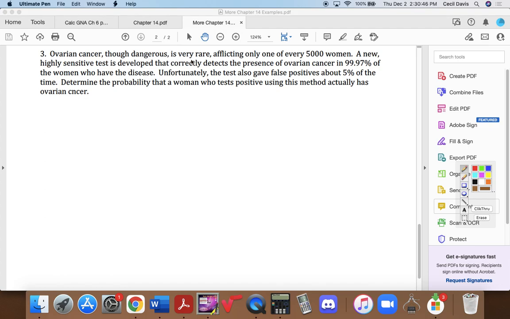Ovarian cancer, though dangerous, is very rare, afflicting only 1 in every 5,000 women. A new highly sensitive test is developed that correctly detects the presence of ovarian cancer in 99.7% of the women who have the disease. Unfortunately, the test also gives false positives about 5% of the time. Determine the probability that a woman who tests positive using this method actually has ovarian cancer.